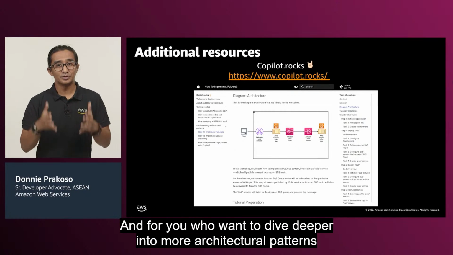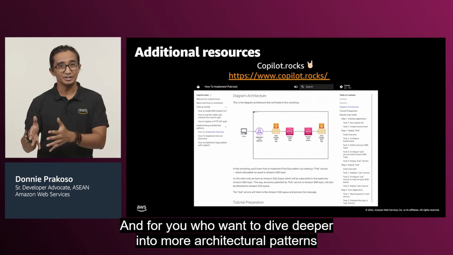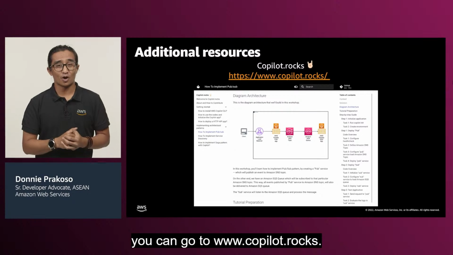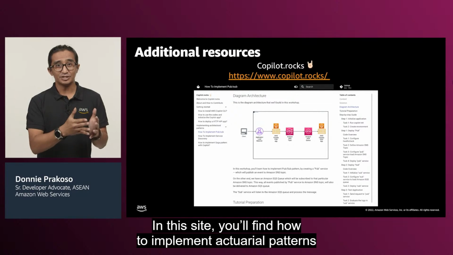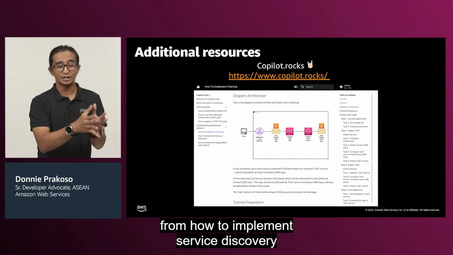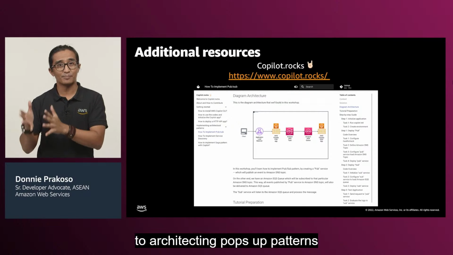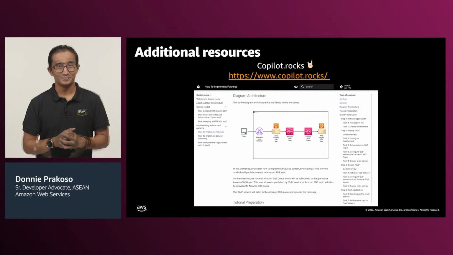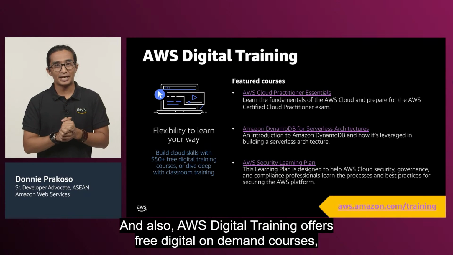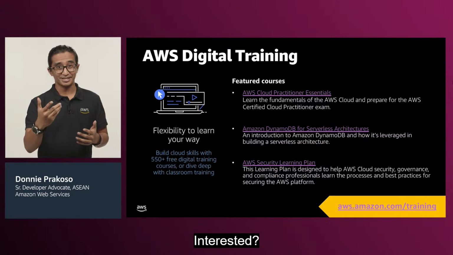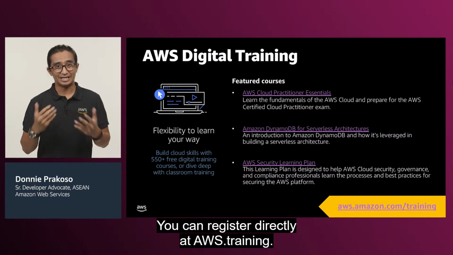And for those of you who want to dive deeper into more architectural patterns that you can build with AWS Copilot, you can go to www.copilot.rocks. On this site, you will find how to implement architectural patterns, from service discovery to architecting pub/sub patterns, along with code and step-by-step guidance. And also, AWS Digital Training offers free digital on-demand courses which can help you learn skills and cloud services. Interested? You can register directly at aws.training.